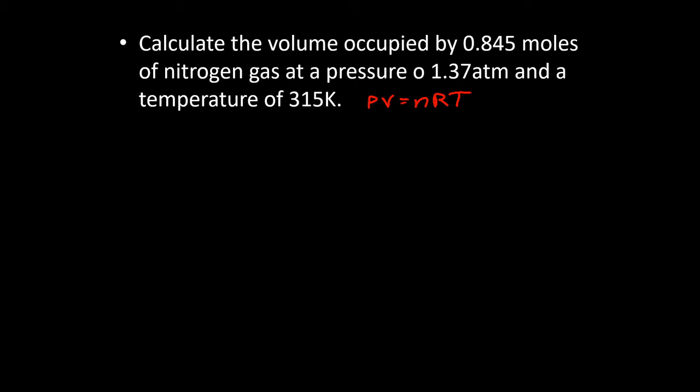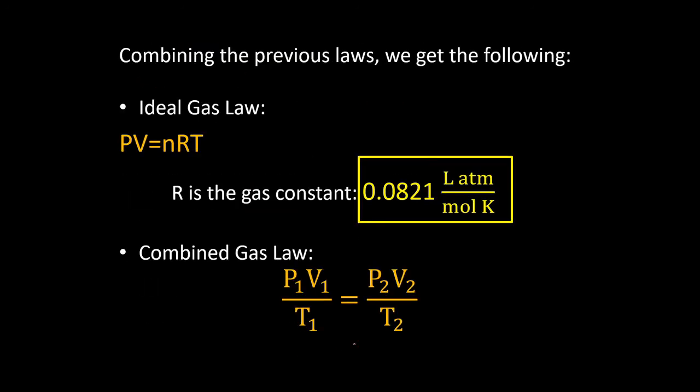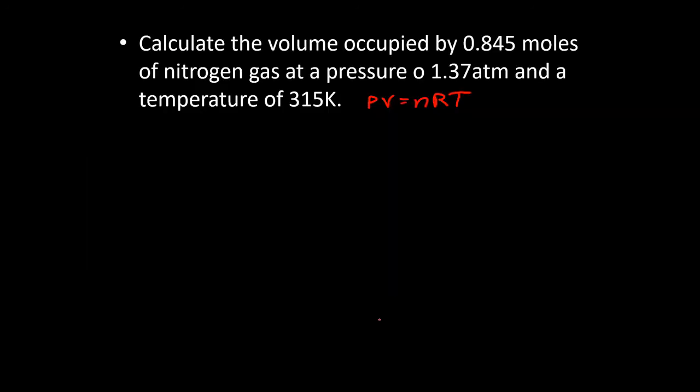You should only have to use the combined gas law if all three of those things are changing, if pressure, volume, and temperature are all changing. If it's just two things changing, and everything else is held constant, then we can use one of these. But if three things are changing, then we would need to use the combined gas law. But for our purposes here, we're not changing anything. It is just we have a sample of gas. We want to find the volume.